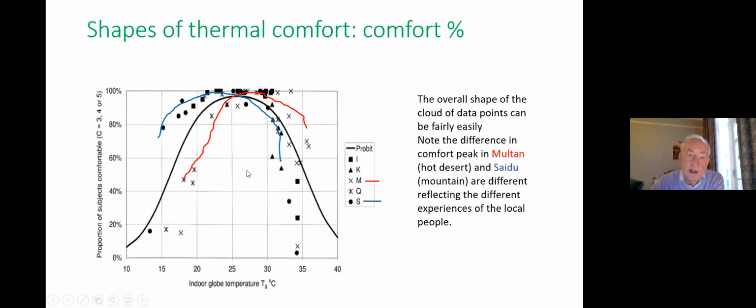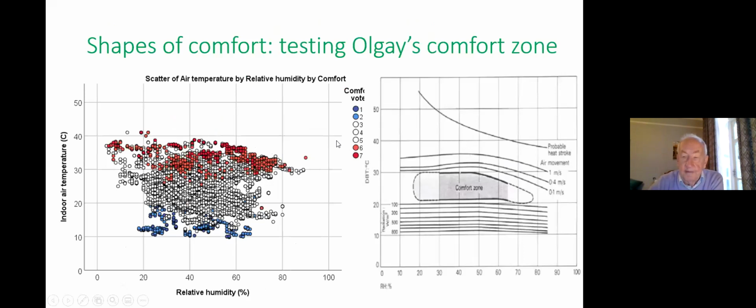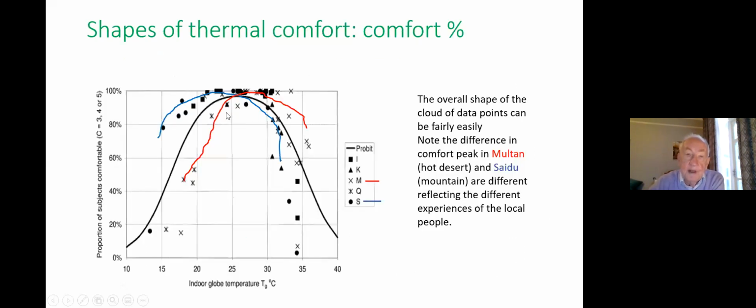If you take all the data, this is an estimate of the number of people uncomfortable, the proportion of people. So up until a relatively large number of people are uncomfortable up to about 20 degrees. This is over the whole of Pakistan. But only less than 20% are uncomfortable.